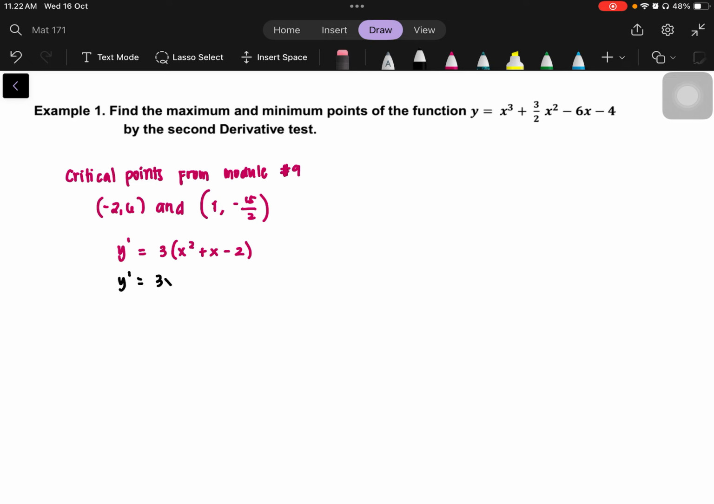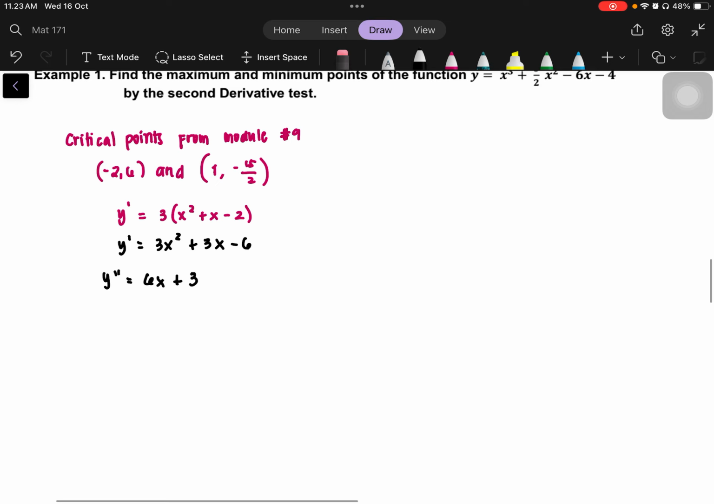Distribute na muna natin pala si y prime, para mas madali. Okay, y prime is equal to 3x squared plus 3x minus 6. Para mas madali tayo makapag y double prime. Okay, we have now second derivative. Derivative ng 3x squared, we have 6x. Plus derivative ng 3x is 3. Derivative ng negative 6 is 0.